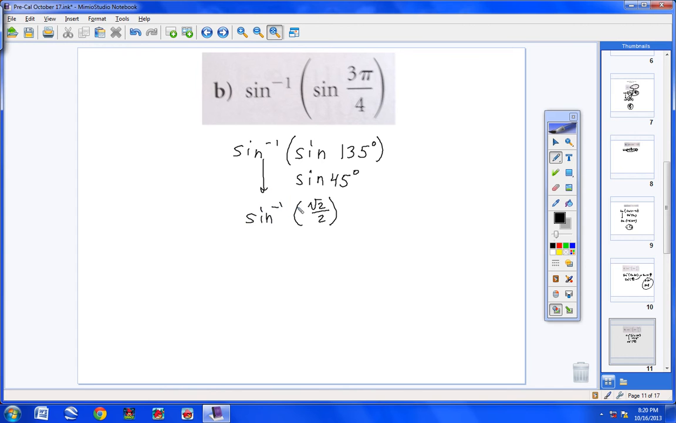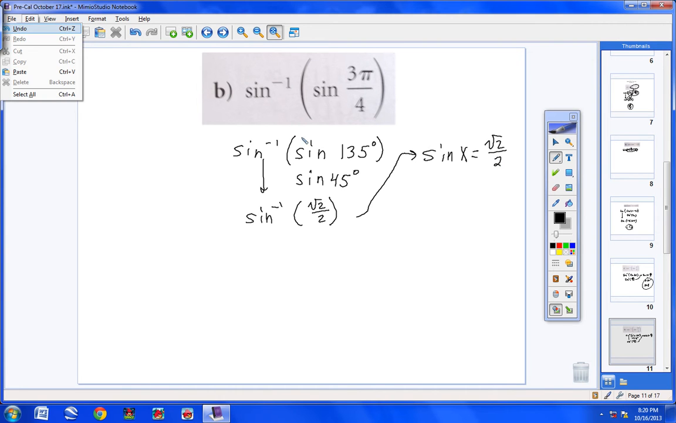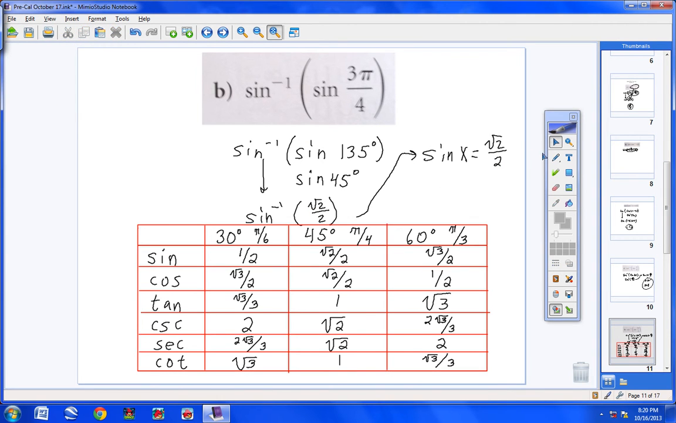And let's finish it right over here so we have room for our table when we pull it back up in a second. So inverse sine, we can just rewrite that as an equation. Sine of some angle x equals square root of 2 over 2. And now let's take a look at our chart. Let's see. When does sine give me square root of 2 over 2? Here's sine. Here's square root of 2 over 2.